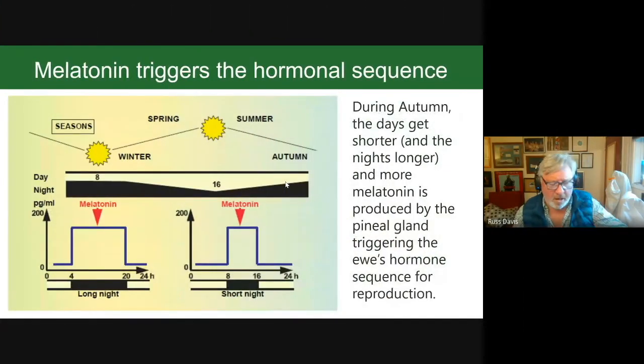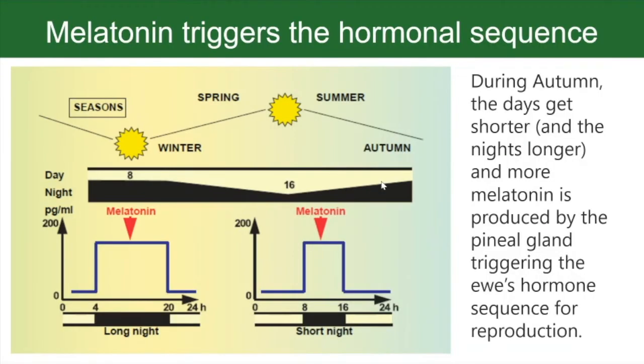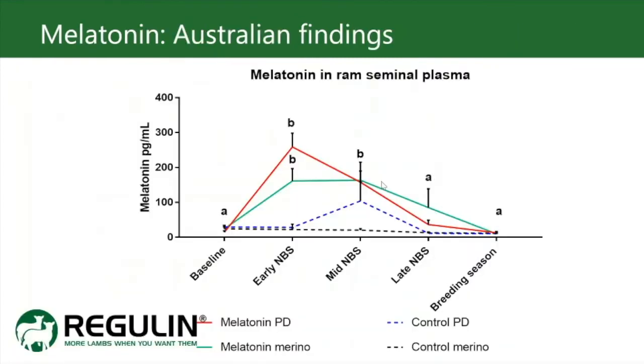So if melatonin triggers the natural hormonal sequence in ewes, what does it do in rams? Regulin increases the amount of sperm per ejaculate. We can't actually make a claim that it increases libido, even though it does.